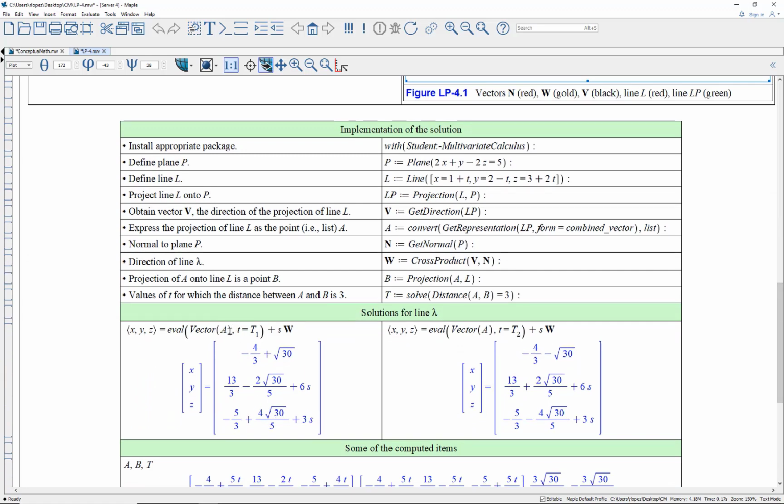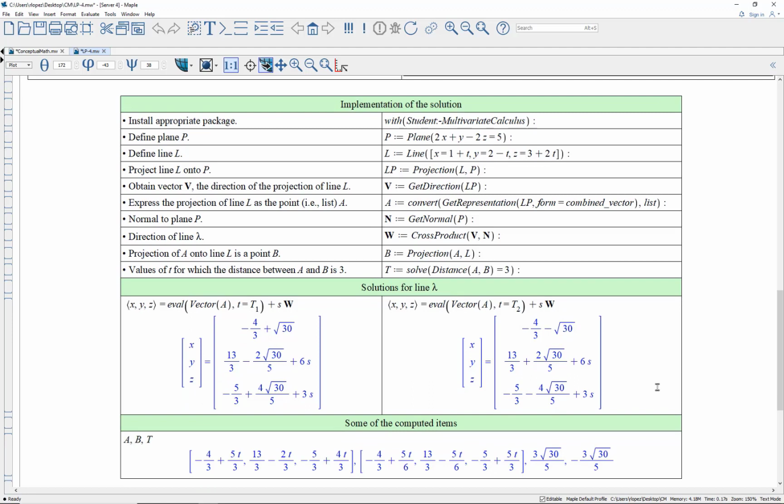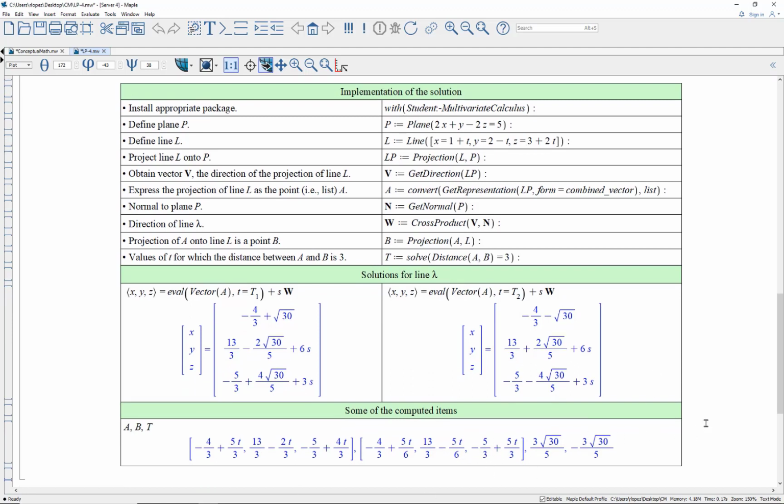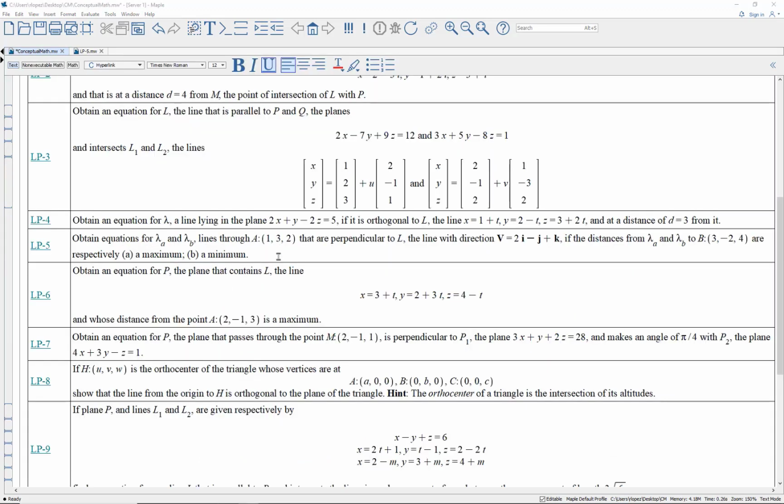So if you take point A, which is on the green line, and go back to its vector form, it has parameter t. Set that parameter equal to one of these 2 solution values and add a multiple of the vector w, this is the direction vector. You get this line. You have another choice here. You get the second line. And down here, I've put some of the quantities I did not display as I was working my way down through here in case you want to see what they look like. So here in problem 5, we're looking for 2 lines.